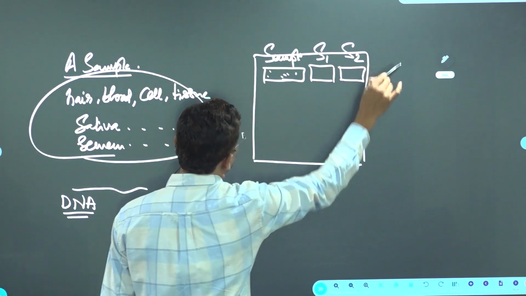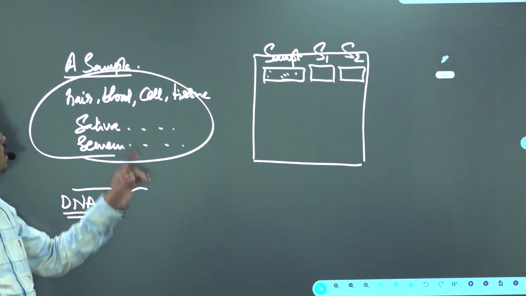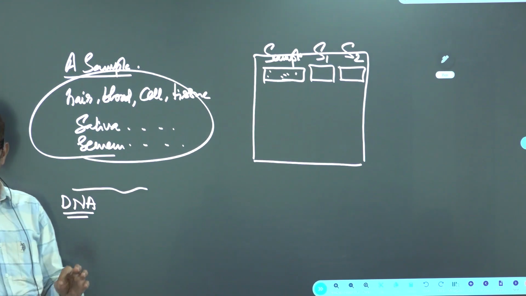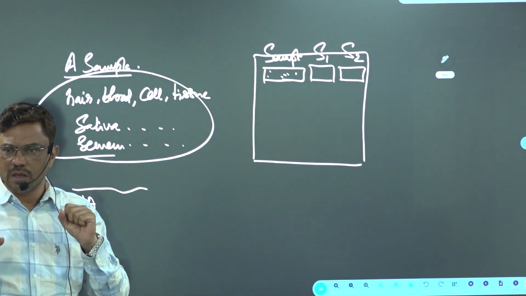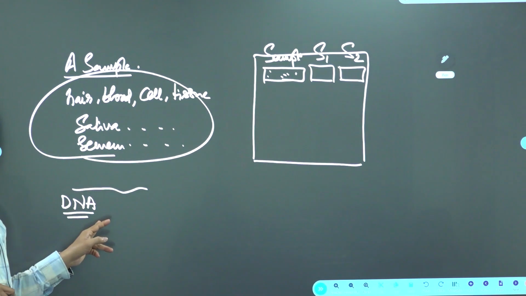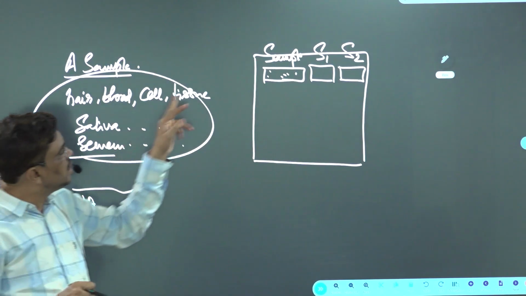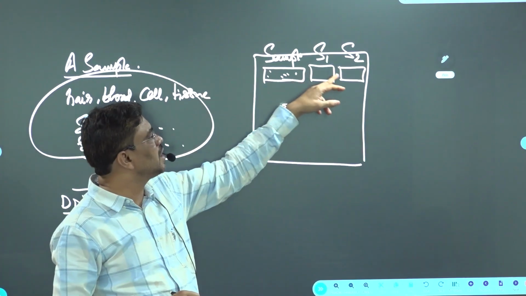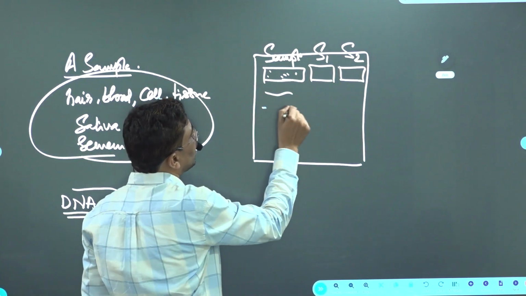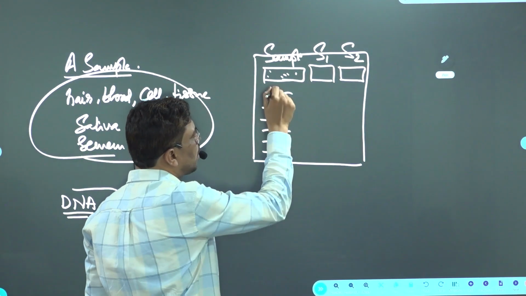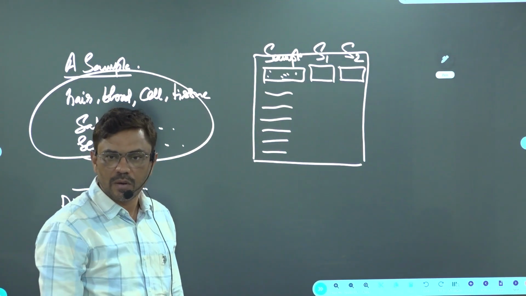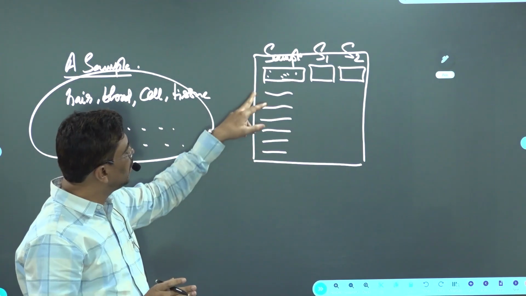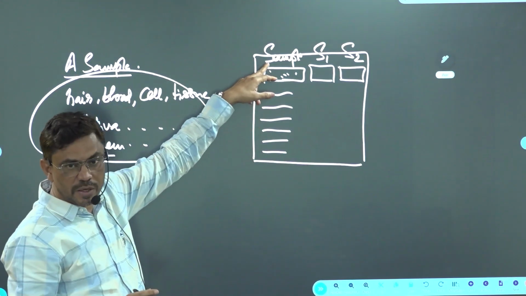Suspect 1, suspect 2. A sample like hair, blood, cell, tissue, saliva, semen, whatever it may be, is collected from the scene of offense. From these samples, the DNA is extracted. This DNA can be matched with the suspects. Say this is the electropherogram of the sample DNA. When you digest it, when you restrict it, you will get various fragments. These are the fragments of the sample DNA.